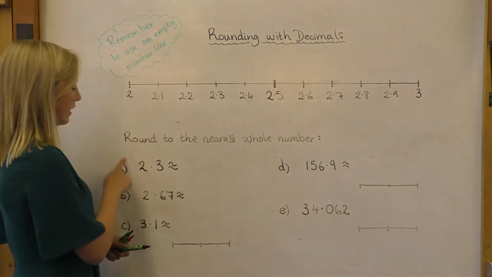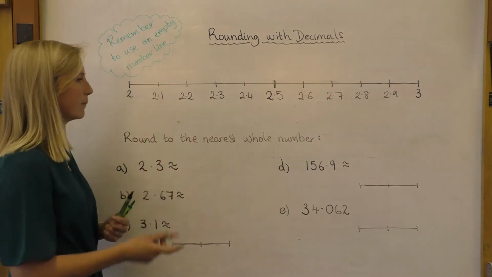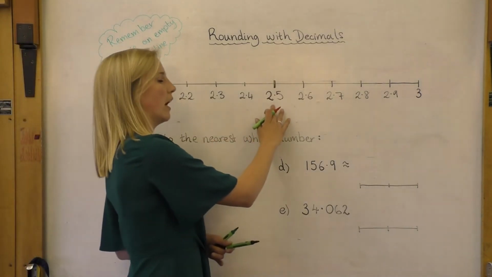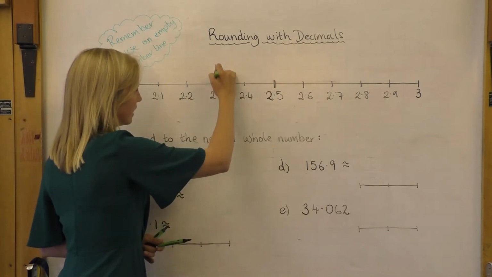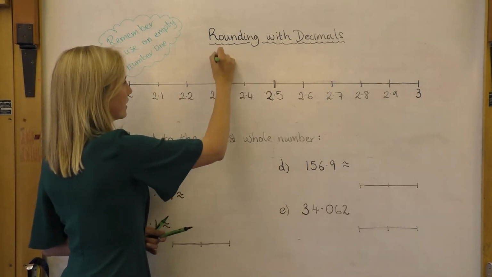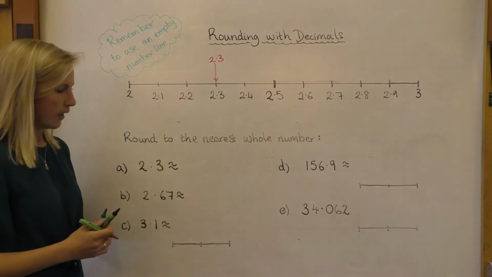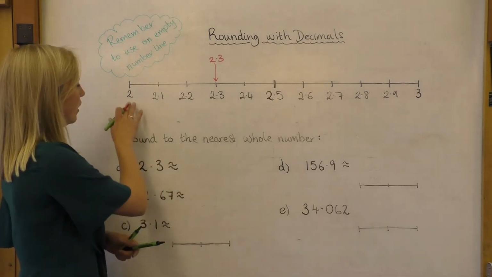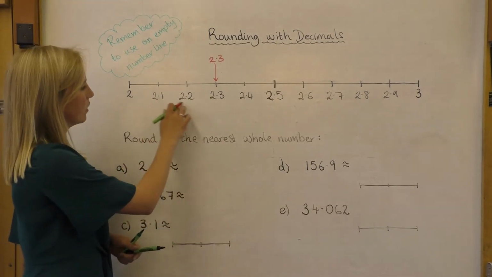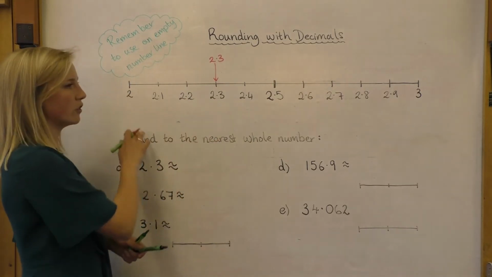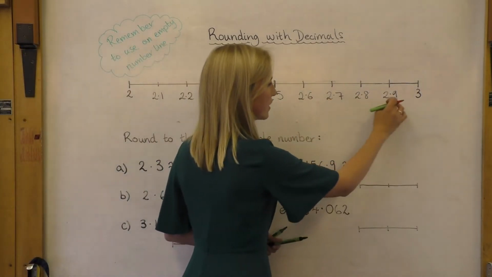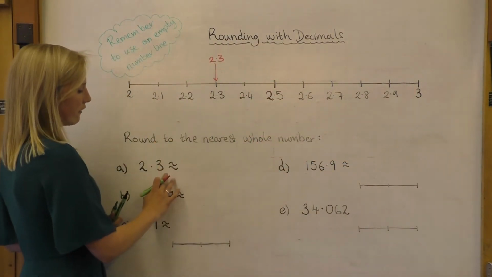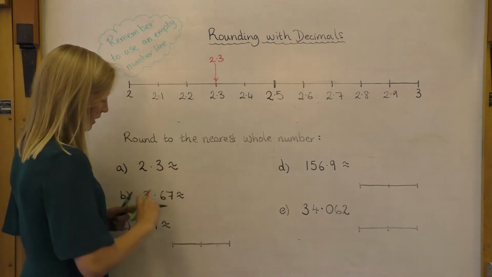So I'm looking at rounding 2.3 to the nearest whole number. Well, what I know is the number 2.3 lies somewhere between 2 and 2.5. In fact, I can see from this number line, it is here. This is our 2.3. Now, how do I find out which whole number it's nearest to? Well, here I can see there's 1, 2, 3 jumps to the whole number of 2, and 1, 2, 3, 4, 5, 6, 7 jumps to the whole number of 3. So 2.3, rounded to the nearest whole number, is 2.